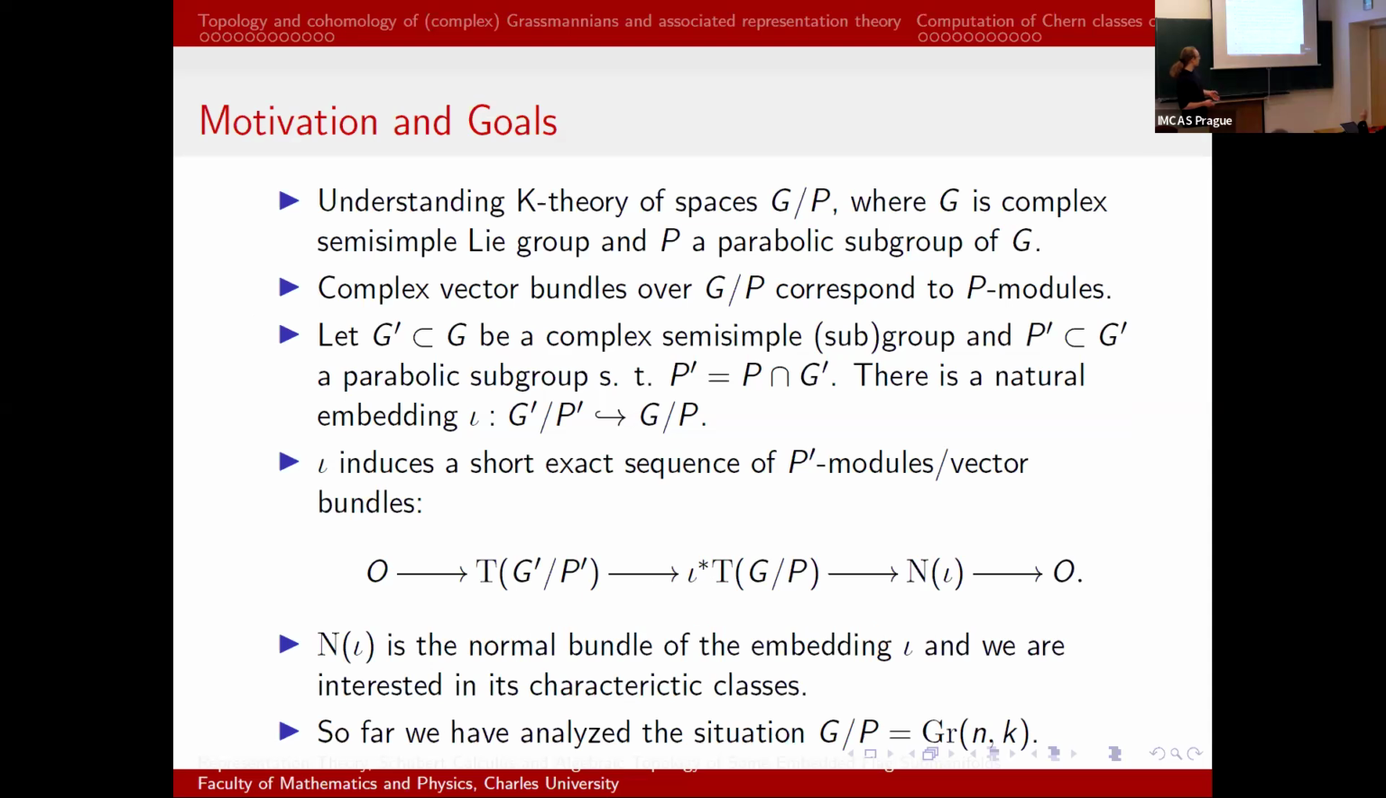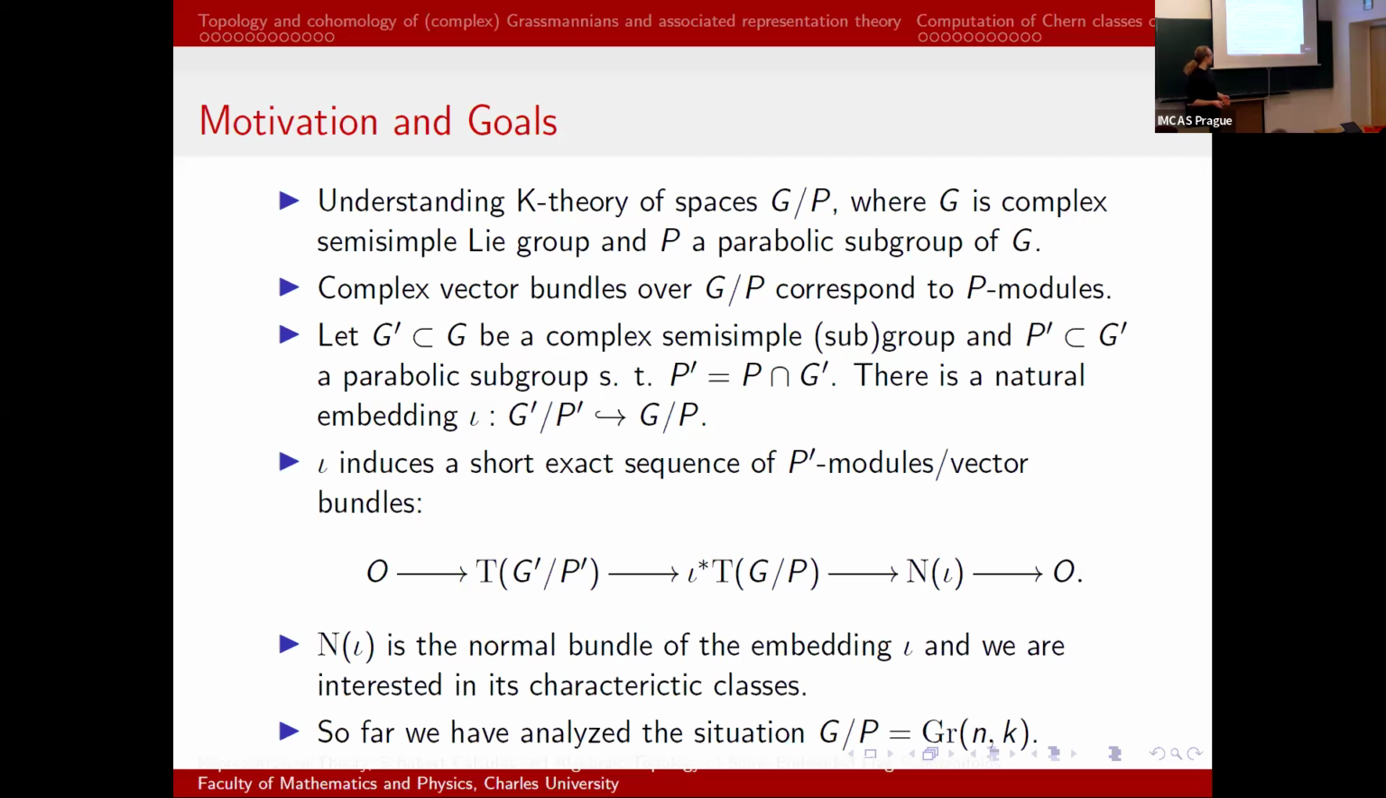If you have such a homogeneous space G/P, then complex vector bundles over this space correspond to representations of the subgroup P. We were analyzing the situation when we have another complex semi-simple Lie group G', which is also a subgroup of our big group G. And G' has a parabolic subgroup P', which is equal to the intersection of the big parabolic subgroup P and the subgroup G'.